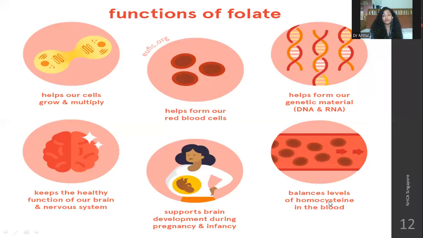Balances the level of homocysteine in blood. Homocysteine is a protein which is present in the blood. It leads to the lysis, the breakdown of RBCs, to control the levels of homocysteine in blood. Folic acid is required. Otherwise, if the homocysteine goes beyond the normal rate, it may lead to too much breakdown of RBCs, which can further aggravate the anemia. Okay. So these are the major functions of folic acids.